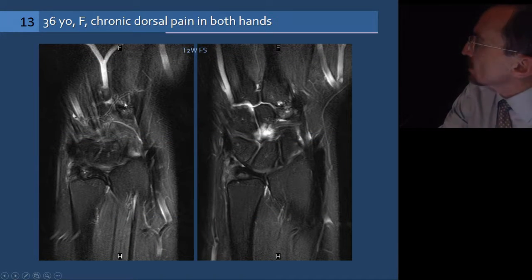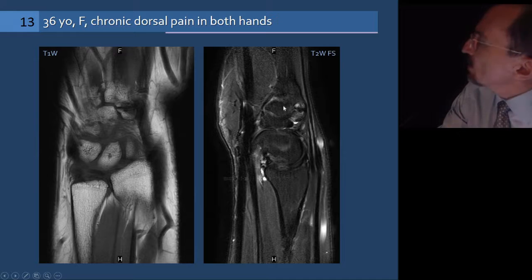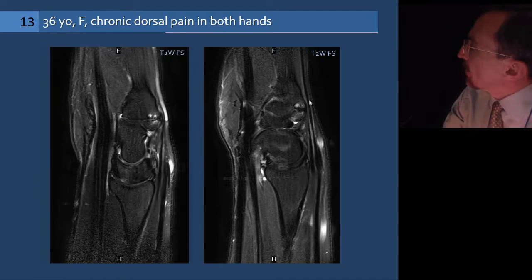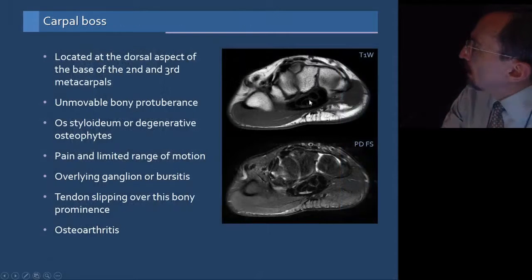You can see that there is this bony excrescence. Otherwise, other bones are normal. I mean, there is not extensive degeneration, but at this particular location, because of the presence of os styloideum, which is a variant bone, this patient had this condition, which is called carpal boss. Carpal boss may be associated with os styloideum, but then it may sometimes be even without os styloideum, because this particular bone here may be partially fused with the other bones surrounding it.